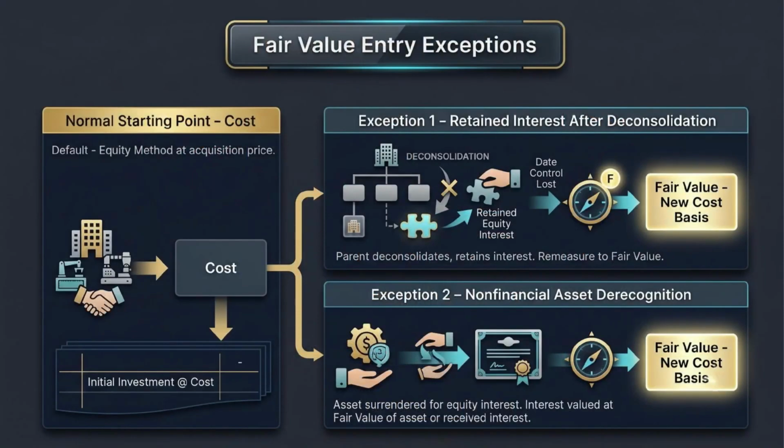There are narrow situations where the equity method investment may start at fair value rather than normal acquisition cost. One example is a retained interest after deconsolidation, where a parent loses control but keeps an equity interest. That retained interest may be remeasured to fair value at the date control is lost. Another example can involve receiving an equity interest in connection with derecognition of a distinct non financial asset. These are not the default rules for every equity method investment. They are specific entry points created by other guidance. So remember, cost is the usual anchor, but some transactions bring fair value into the doorway.